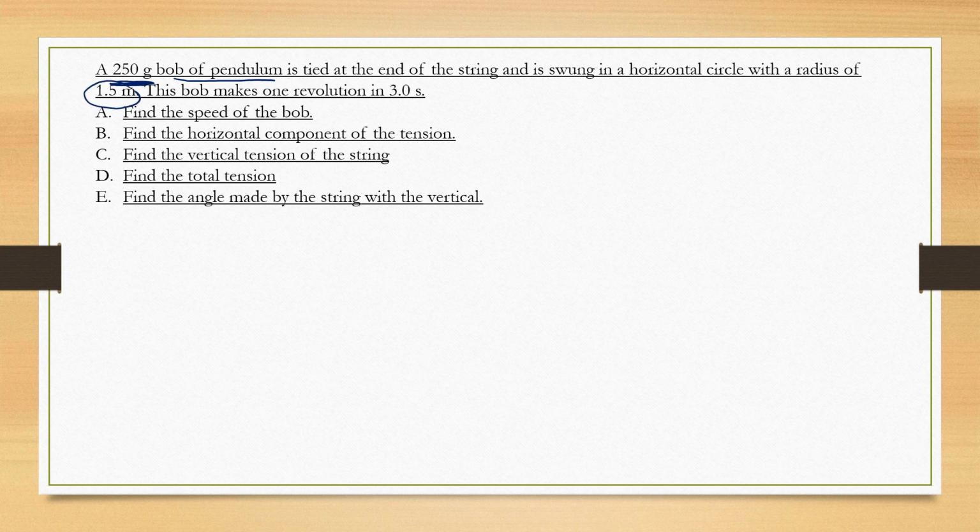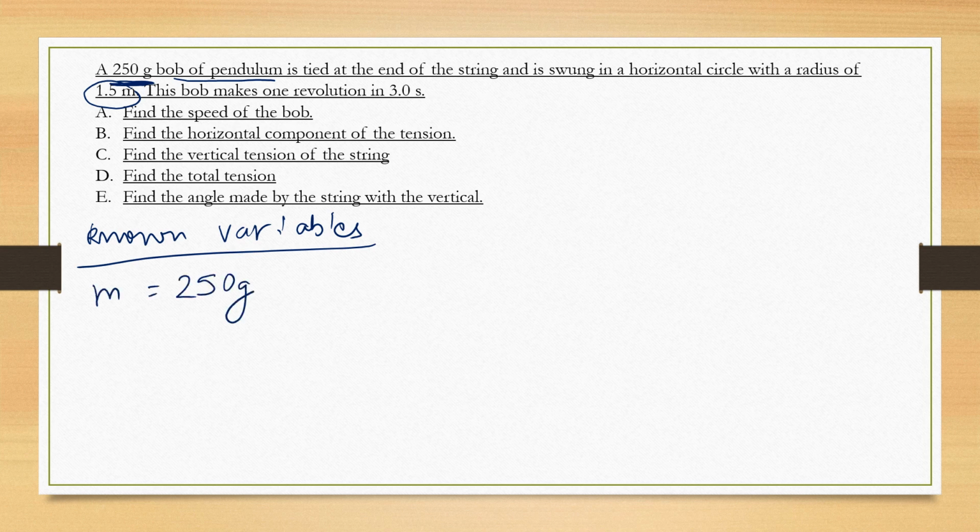The first step is always to write the known variables. My first known variable is mass, which is 250 grams. Now, grams are not the SI unit of mass, it is kilograms. So you need to divide this by 1000. I'm going to convert it into kilograms.